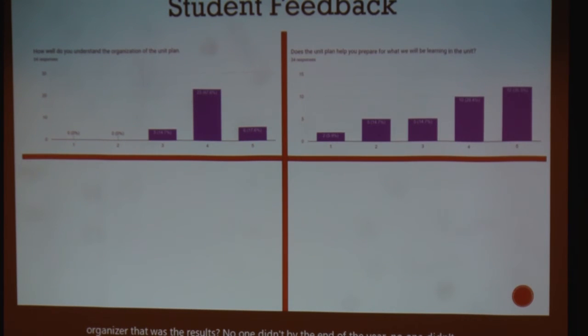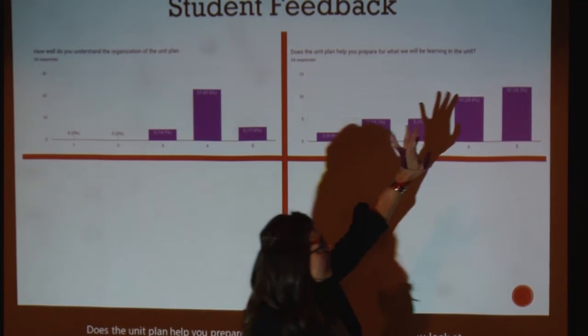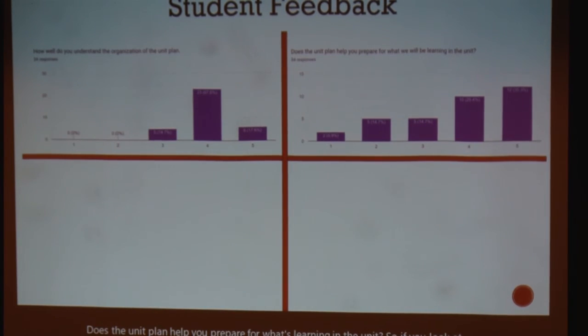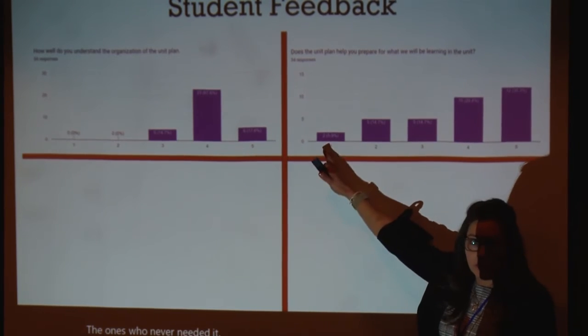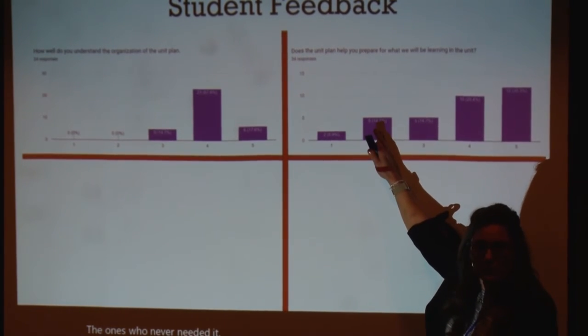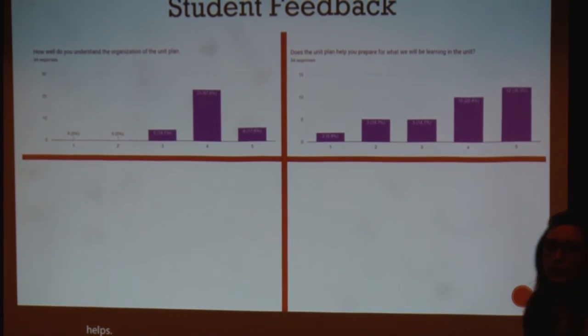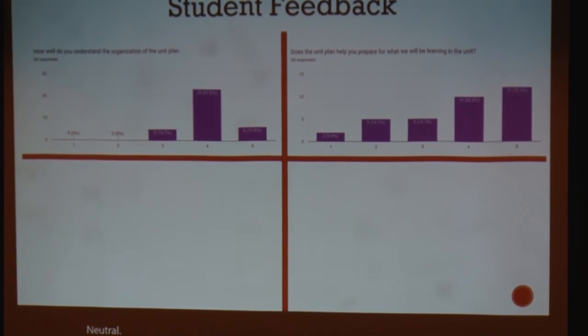Does the unit plan help you prepare for what's learning in the unit? So if you look at her courses, you can't see these numbers, but they're 2, 5, 5, 10, 12. Who are the 2? The ones who never needed it. But if you look at a median, there are 12 kids that are neutral and below. And there are 22 kids in the above, yes, it helped me range. So for 2/3 of the students, it was an absolute benefit for them to understand their learning.